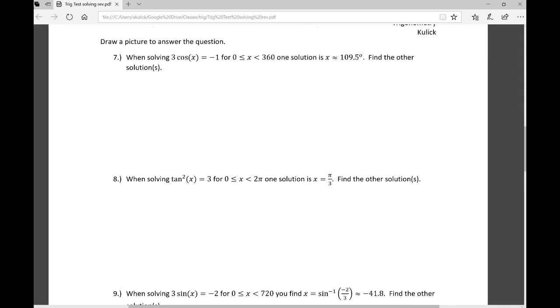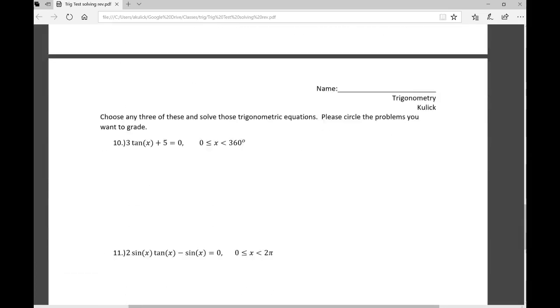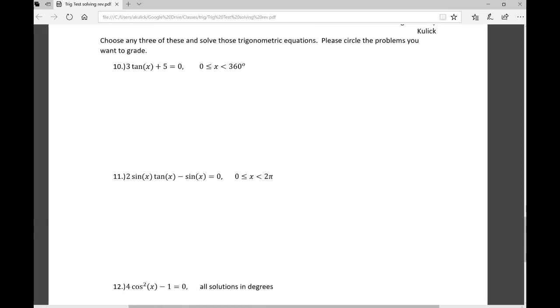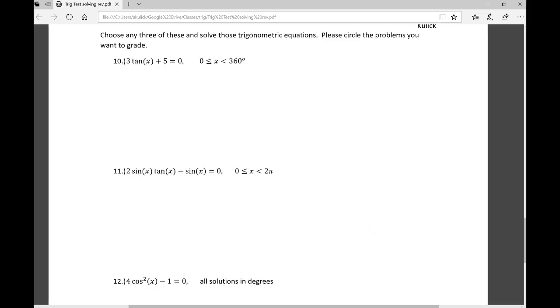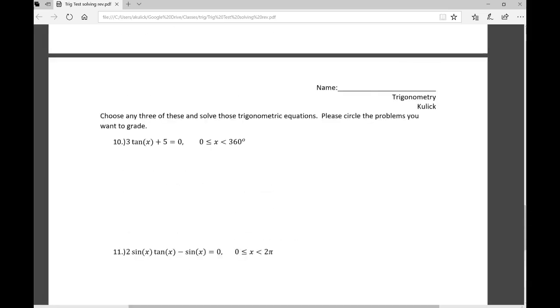You should be able to, given a solution to a trigonometric equation, find all the other solutions. So oftentimes drawing a picture is going to help you answer that. And then just some regular old solving ones where I give you a solving problem and ask you to find the solutions for some given set of values of x. Some of them are in degrees, some of them are in radians. And that's going to basically be the test.